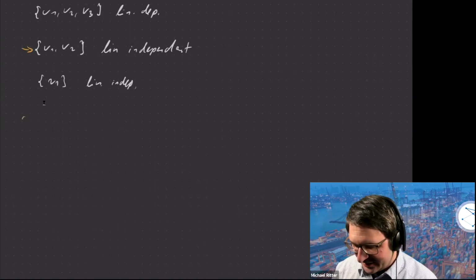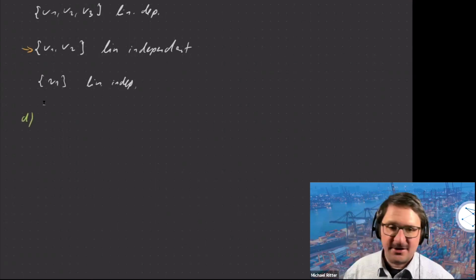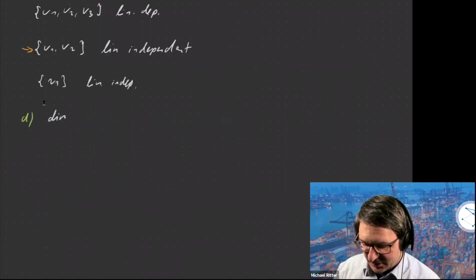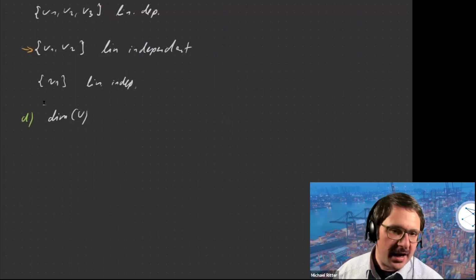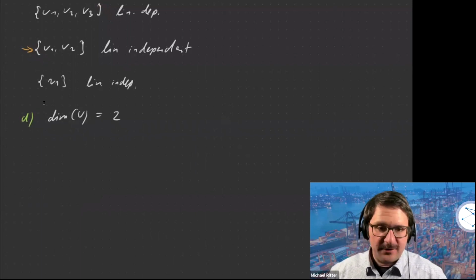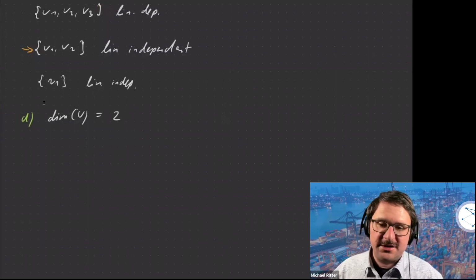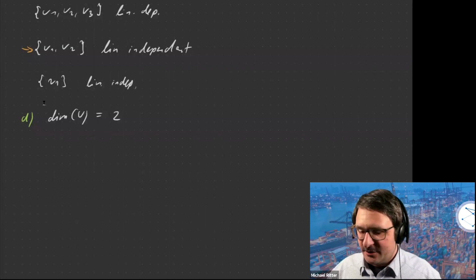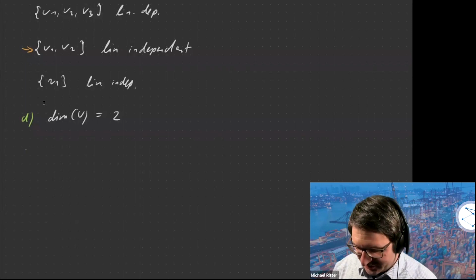D actually is easy. D asks for the dimension of the vector space V. The dimension is simply the number of vectors in any basis. We had a basis here that contained V1 and V2. So there's two elements in that basis, and that means the dimension is 2.